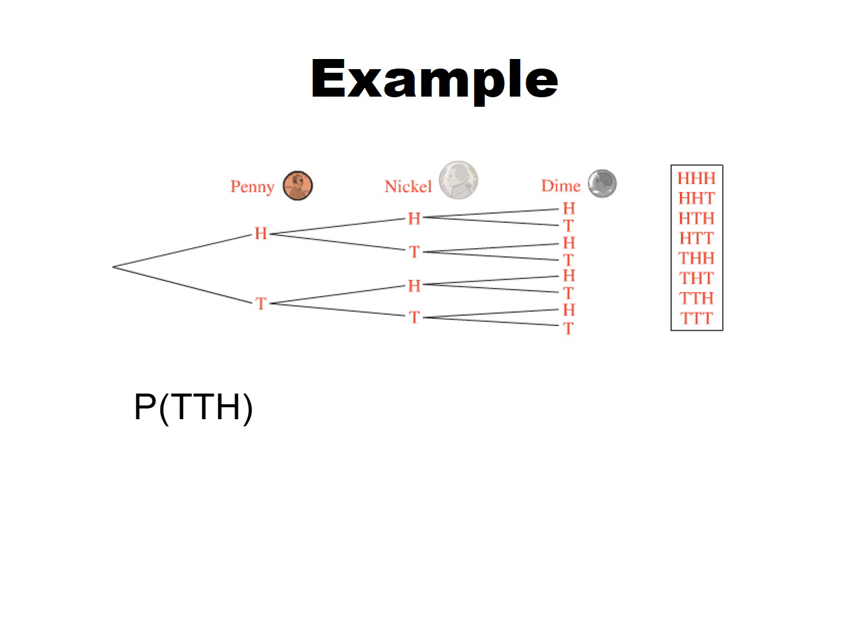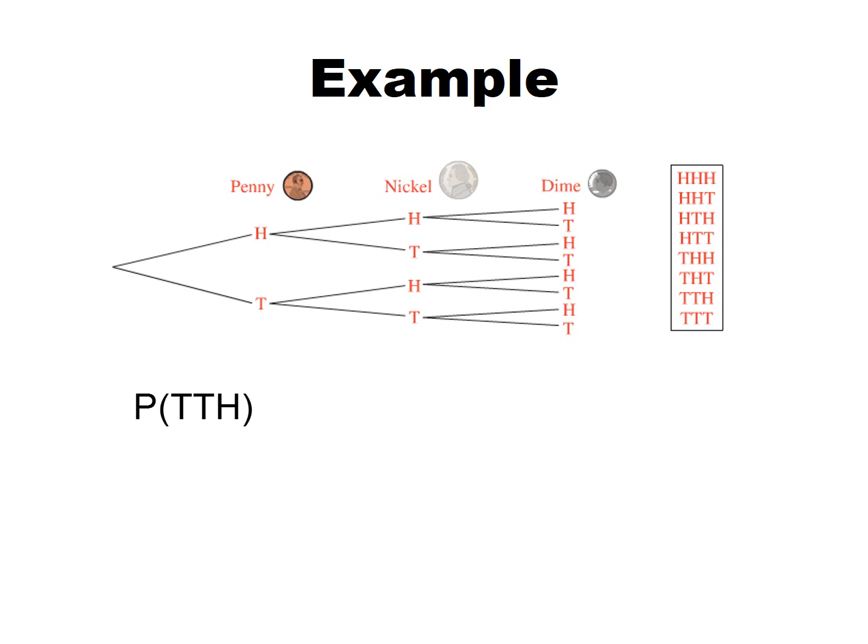Let's do our last example. Let's look at this 3-stage experiment of flipping a penny and then a nickel and then a dime. And we might ask, what's the probability of getting a tail and then a tail and then a heads? Well, there's a couple of ways we could do this. Number one, we could say there's only one outcome in which I get tails, tails, heads out of 8 possible outcomes. And so the answer is 1/8.